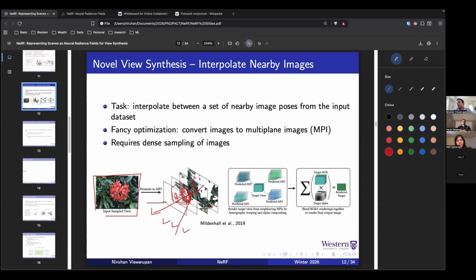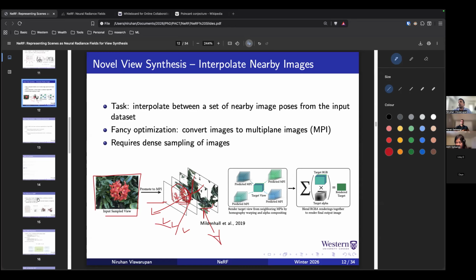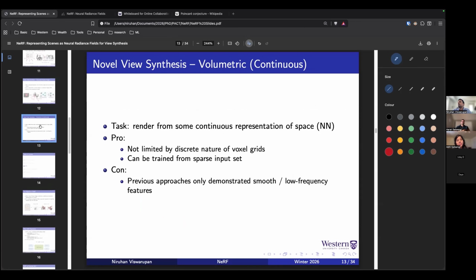But I would imagine you cannot query from somewhere outside the training range, because it doesn't have a very good 3D representation. This is just an interpolation of nearby things, so it might work close to the training pixels, but not outside of the training images.